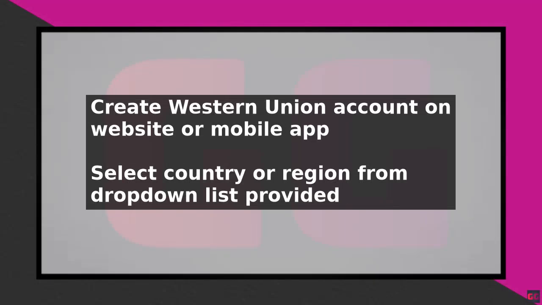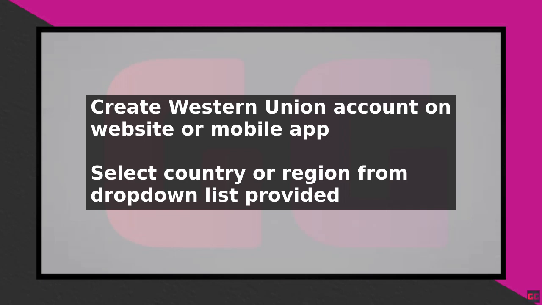To create a Western Union account, start by going to the Western Union website or downloading the Western Union mobile app. Click on the Sign Up button and select your country or region from the drop-down list. Enter your email address and create a strong password, making sure it is at least 8 characters long and includes a mix of uppercase and lowercase letters, numbers, and special characters.